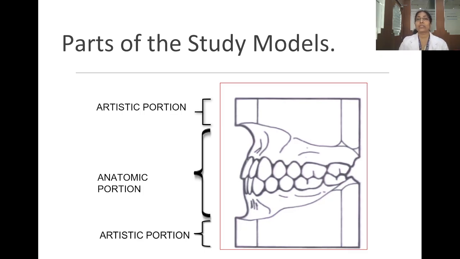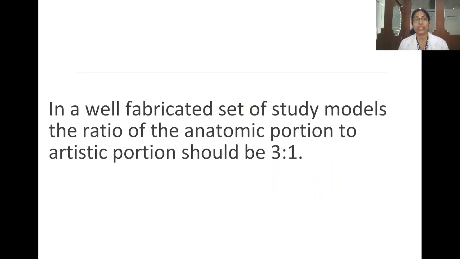Now coming to the parts of a study model, the study model is divided into two portions, that is the anatomic portion and the artistic portion. The anatomic portion is the impression of the dental arch and the supporting structures. And the artistic portion supports or orients the anatomic portion. In a well-fabricated set of study models, the ratio of the anatomic portion to the artistic portion should be 3:1.